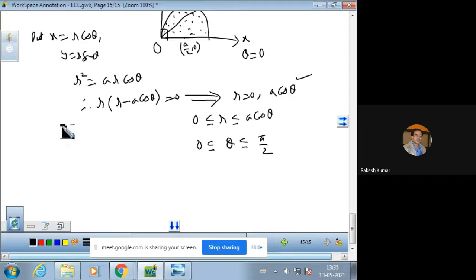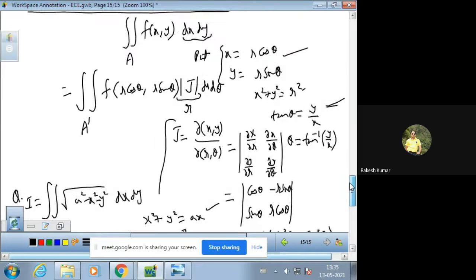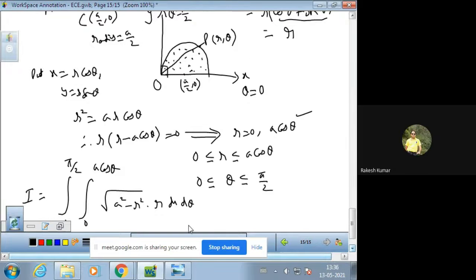So let us evaluate I now. We have changed the Cartesian coordinates into polar. So under the root we have a square minus x square minus y square, which is r square, into the value of the Jacobian, that is r dr d theta. Just see, r dr d theta we have used.